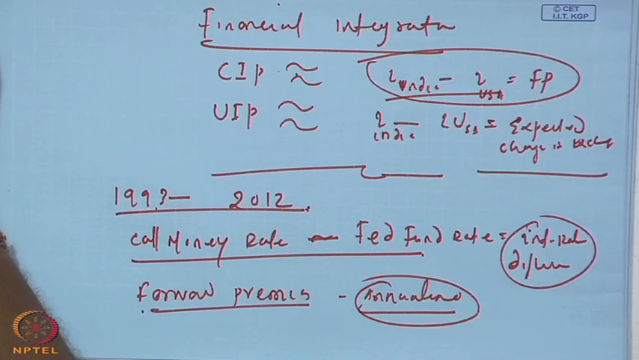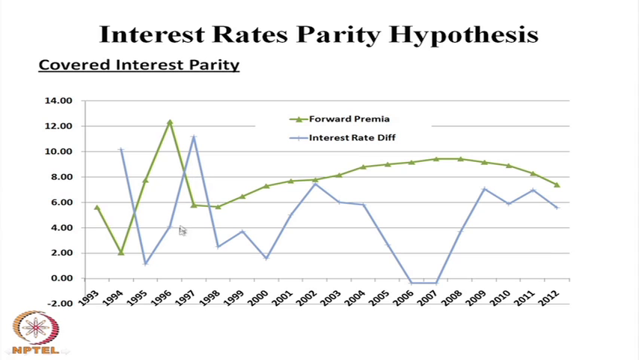The graph you can see here, the green is the forward premium, and the blue is the interest rate differential. Here I have taken the percentage difference in interest rate, the interest rate differential. Here I have taken the year. The Y axis is the interest rate differential, the X axis is the year, and the blue graph is the interest rate differential, the green graph is the forward premium.